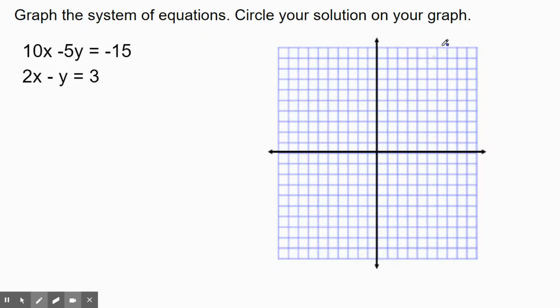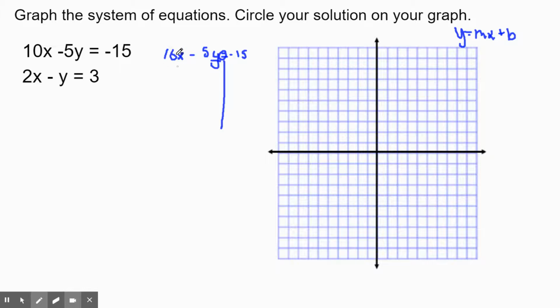Okay, so again, with graphing, first thing I got to do is put it in y equals mx plus b form. Okay, so neither of my equations are in y equals mx plus b form, so I'm going to start on that. So I'm going to do 10x minus 5y equals negative 15. Center of my equation is the equal sign. I got to get y by itself.